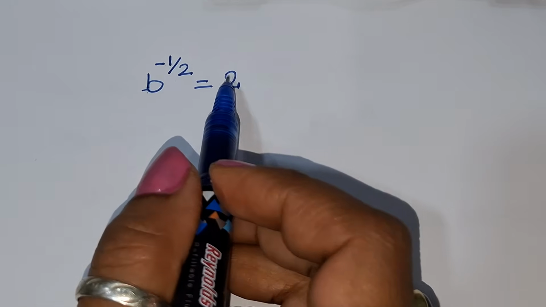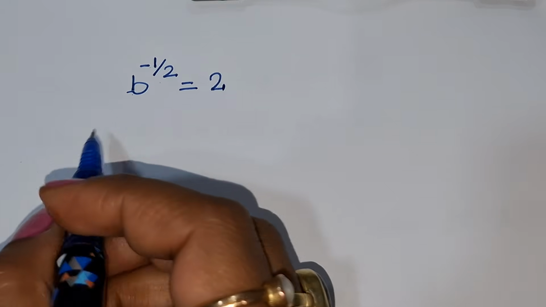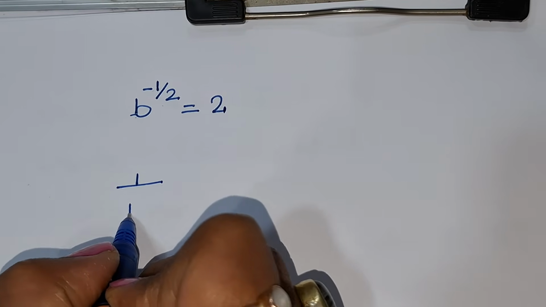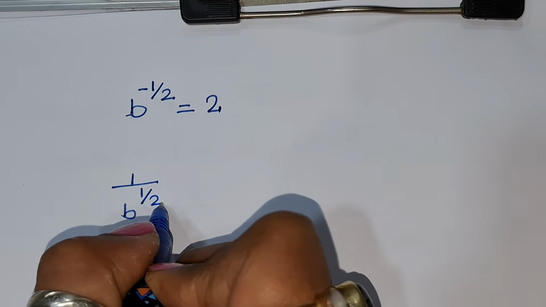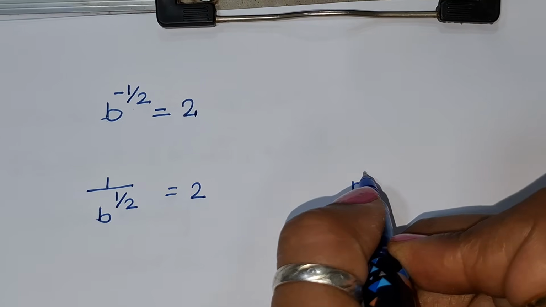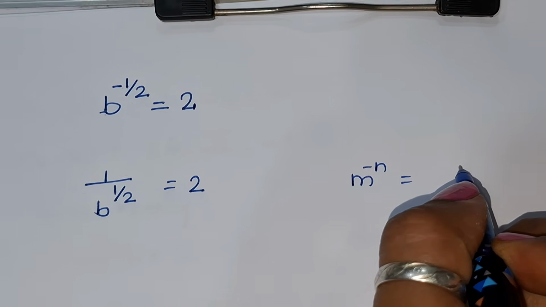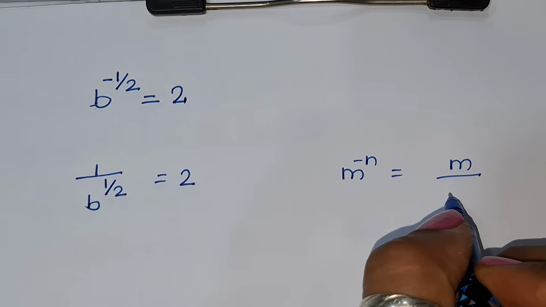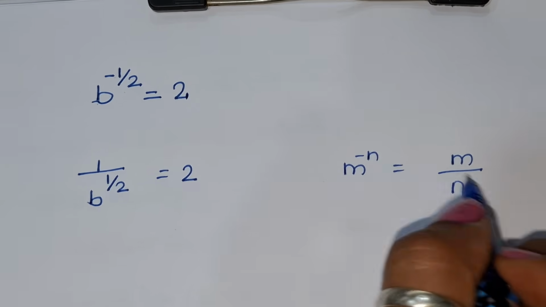So here b power minus 1 by 2 is equal to 2. So we can write 1 upon b power 1 by 2 is equal to 2, because if m power minus n is given, we can write 1 upon m power n, right? It will become positive here.